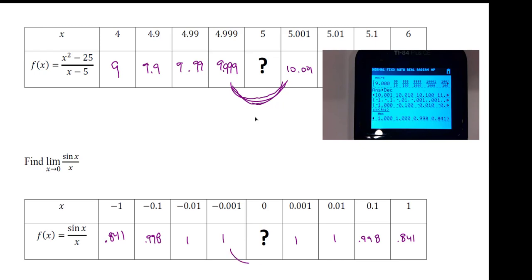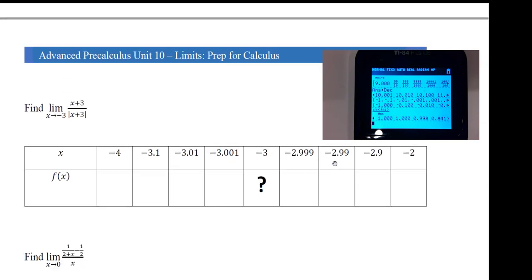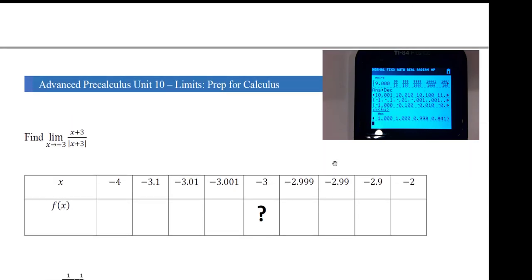So overall, can we predict what's happening here? It seems to be chilling down, and we're getting an answer of 1, and that appears to be the limit. Another example, let's do x plus 3 over the absolute value of x plus 3 as we approach -3.